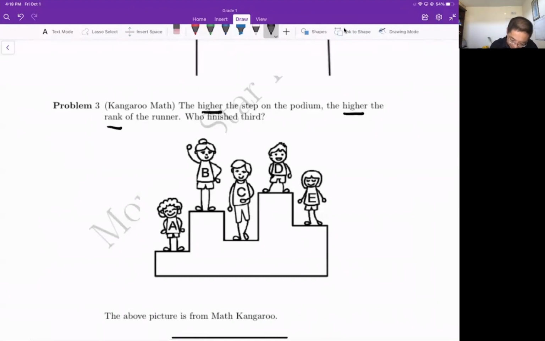This guy is the highest, so he must be the champion, who finished 1st. What's the 2nd highest? This guy is the 2nd highest, so he finished 2nd. And this one is the 3rd, which is what we are looking for. And we can keep going: this is the 4th, and this is the 5th. So this guy is the one that finished 3rd.